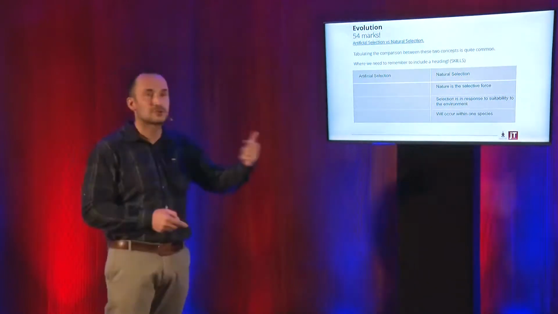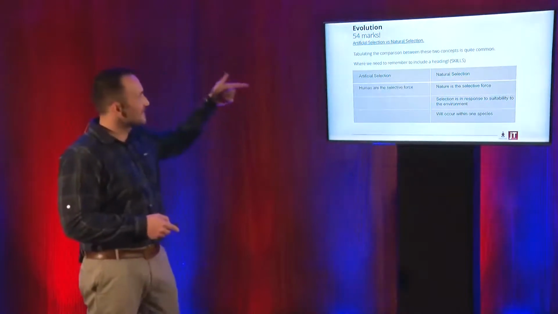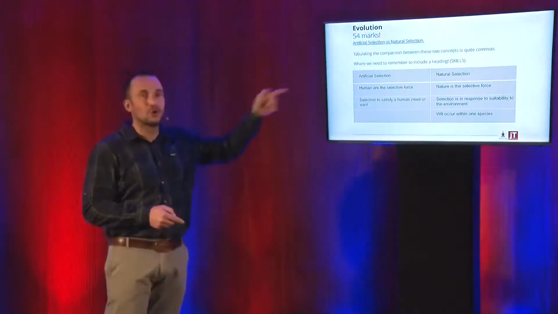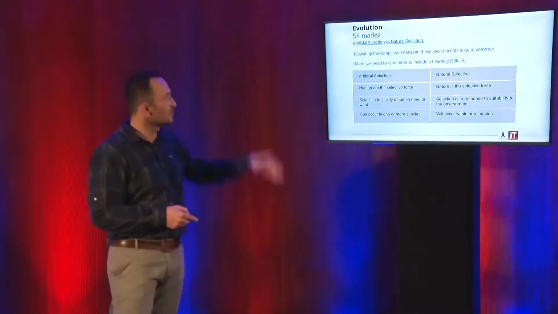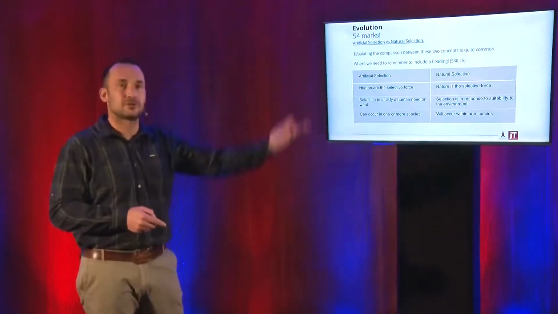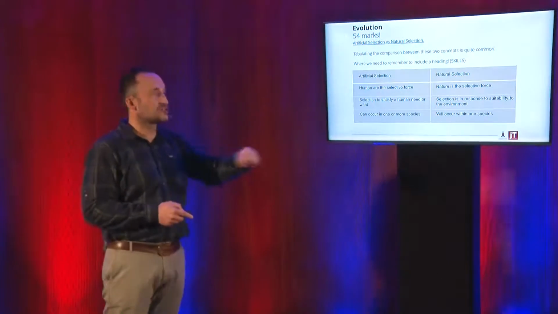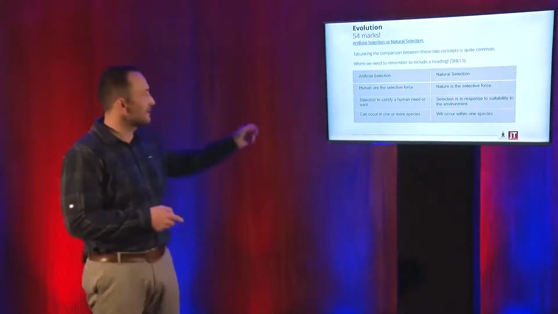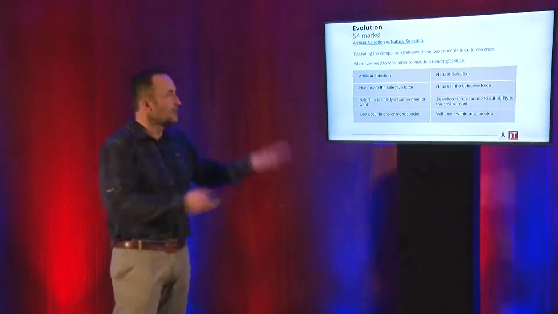If we look at artificial selection, this is a selection based on a human's wants or needs. So humans become the selective force and not nature anymore. Selection is to satisfy a need of a human being, and it can occur in more than one species.